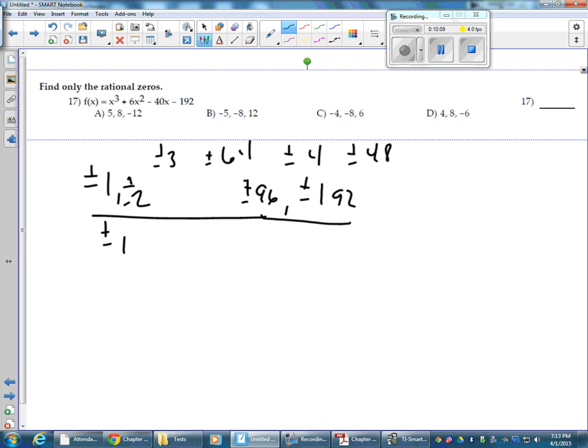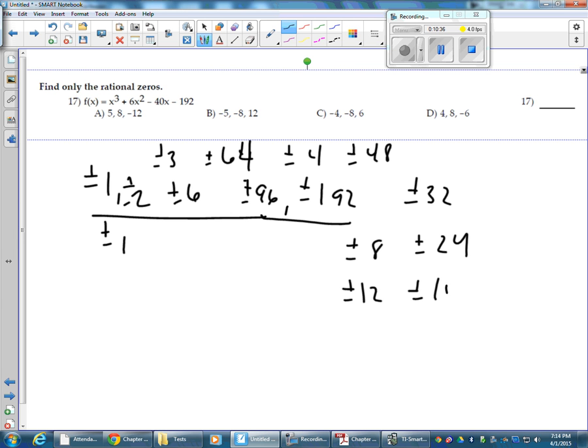5 does not, but 6 does. 6 and 32, that's a 64. 6 and 32. 7 does not. 8 does. 8 and 24. 9 does not, I don't think. Nope. 10 does not. 11 does not. 12 and 16. I think that's it.